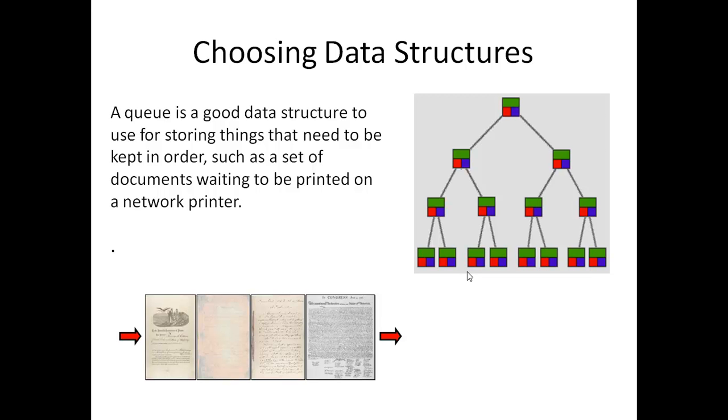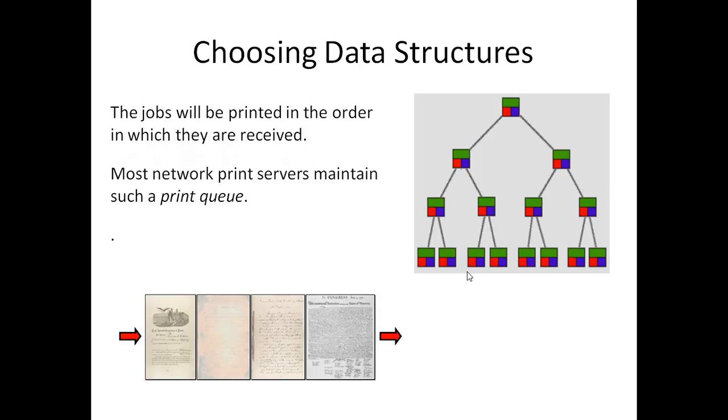A lot of files are there and they will be maintained in a queue to be printed on a single printer. The jobs or assignments will be printed in the order in which they are received by the printer. Most network printer print servers maintain such a printing queue.